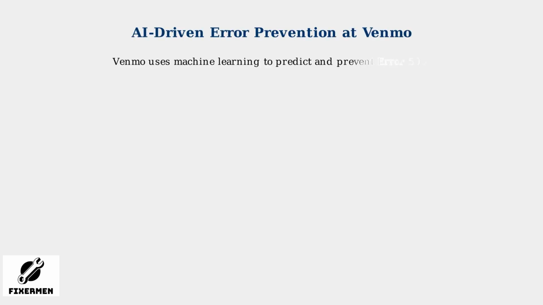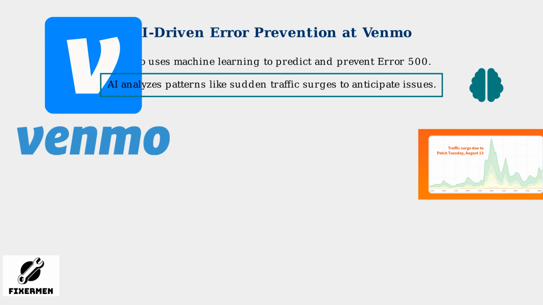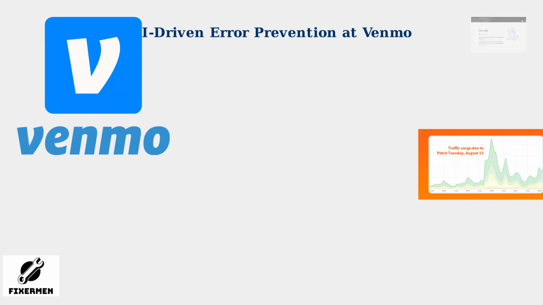Venmo is adopting machine learning to predict and prevent Error 500. AI analyzes patterns like traffic surges to anticipate server overload before it causes errors, leading to fewer interruptions for users. The AI system monitors usage patterns, such as sudden spikes during holidays or events, and predicts when servers might overload. By preemptively scaling resources or rerouting traffic, Venmo prevents Error 500 from occurring, improving reliability.